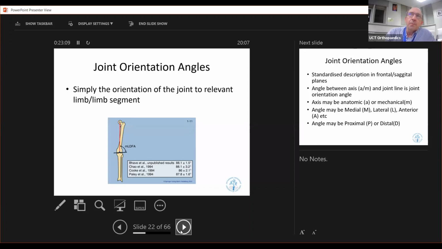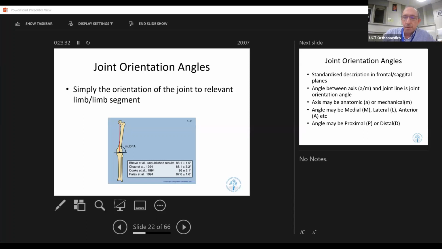Bear in mind that within the metaphysis, and try and pick up the pen here. No, I can't do it. So if you look at the metaphysis of the distal femur, it's going to be quite difficult to define where there's an abnormality. It's going to be easy enough in the midshaft, but difficult towards the end.